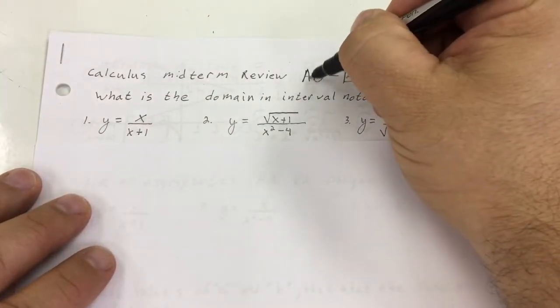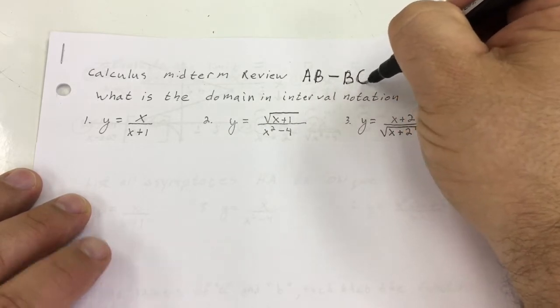Calculus midterm review for Mr. Miller's class. This is for both the AB and the BC class. The test splits on the very last page.